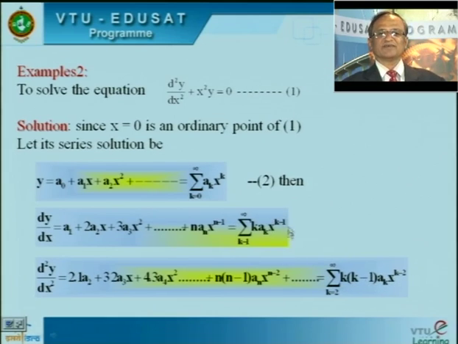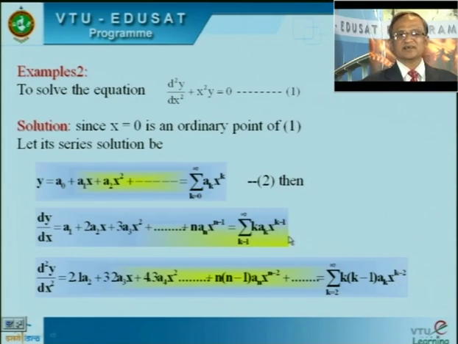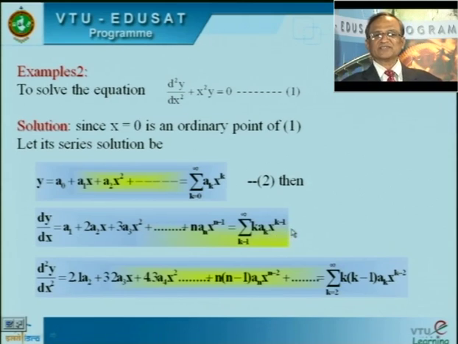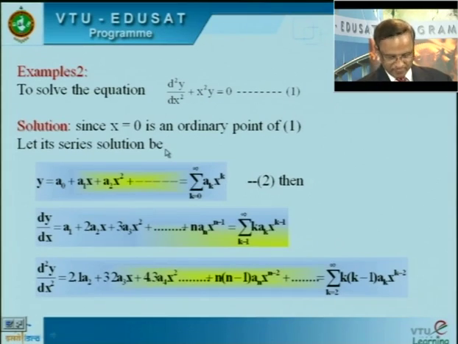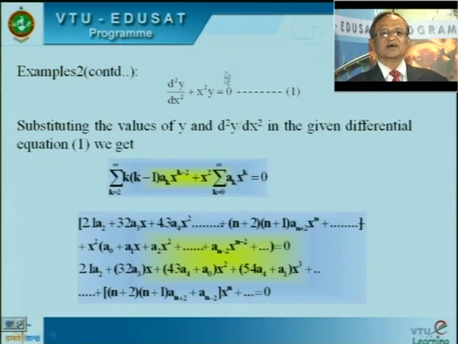Again, by using the formula for differentiating x to the power n, it can be differentiated. X to the power n gives n into x raised to n minus 1, and x to the power k minus 1 gives k minus 1 into x to the power k minus 2, right. So, I have obtained the value of dy by dx, the value of d square y upon dx square, and I have assumed y. So, now I will substitute all these values in the given equation.